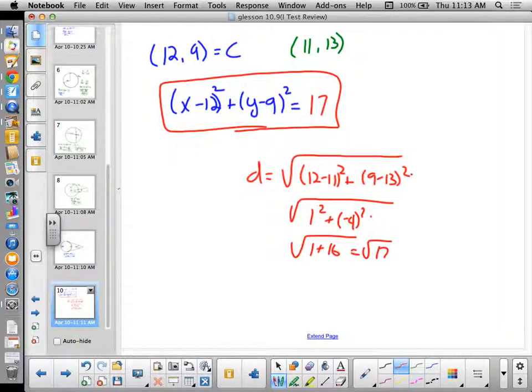Pardon? Counting isn't going to work so good here. Well, I suppose you could set up the Pythagorean theorem and do it that way. But distance formula, know how to use it. All right, other questions?